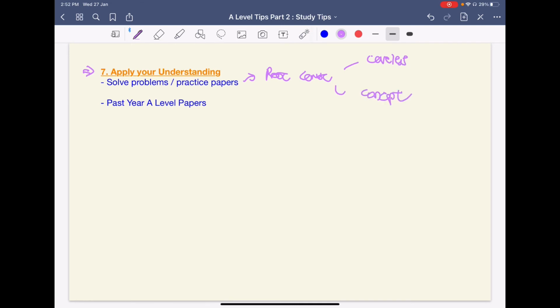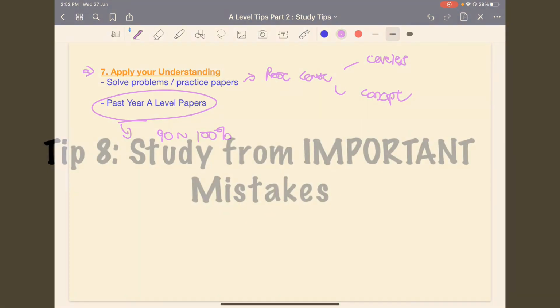As for past year A-level papers, I find it best to do them when you are done completing the subject syllabus. So maybe when you are 90 to 100% of the content done. This is so that you can properly use the opportunity to test yourself according to the A levels, rather than just simply waste it as practice.